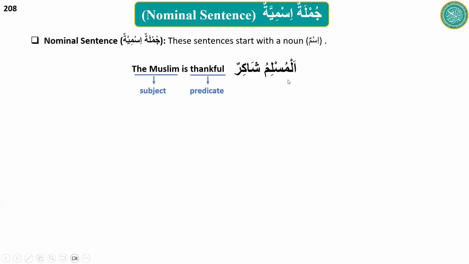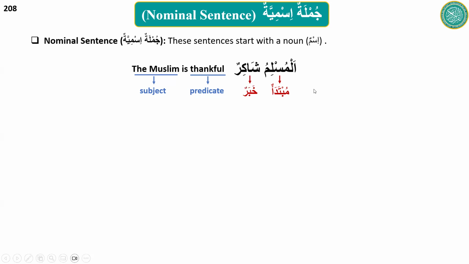Same thing on the Arabic side. The subject, al-Muslimu, is called mubtada in Arabic. And the information about the mubtada is called khabar. So I'm introducing two new terms today: mubtada and khabar. Mubtada is the starting noun, the starting ism, and it generally starts the sentence. Khabar is some kind of information about that mubtada.